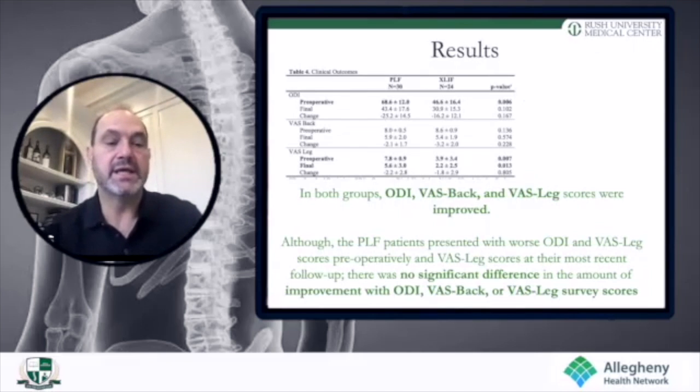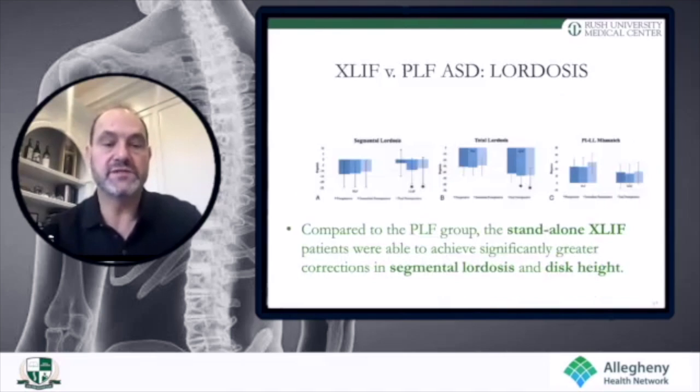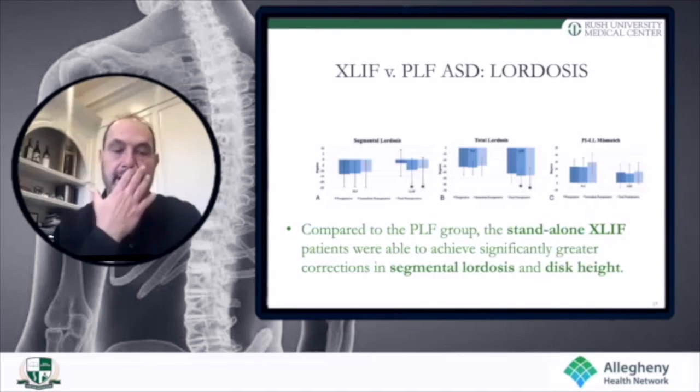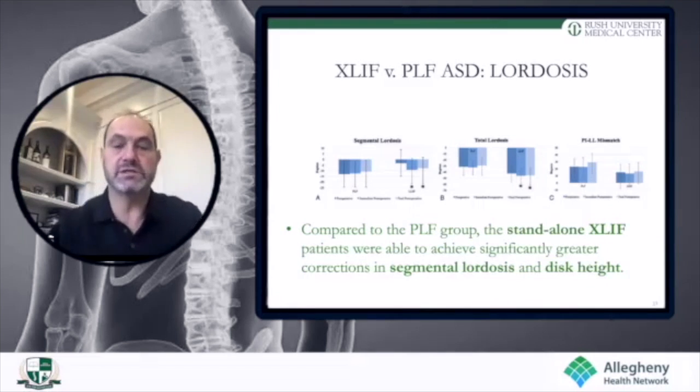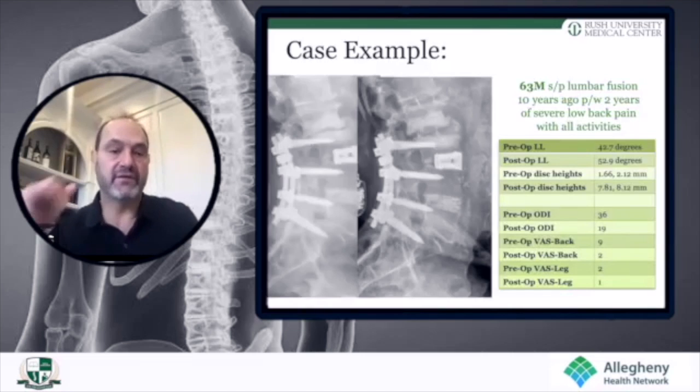Clinical outcomes, essentially in both groups, ODI, VAS back, VAS leg scores were improved. So both groups were able to improve the patient's pre-op clinical symptoms. When we look at lordosis, this slide shows the changes in segmental and total lordosis, and incidence-lordosis mismatch graphically. And the bottom line is that compared to the posterior fusion group, the standalone XLIF group patients were able to achieve significantly greater correction in segmental lordosis and disc height. Not surprising, given that posterolateral fusion tends not to be very good for restoring lordosis compared to an anterior interbody construct.